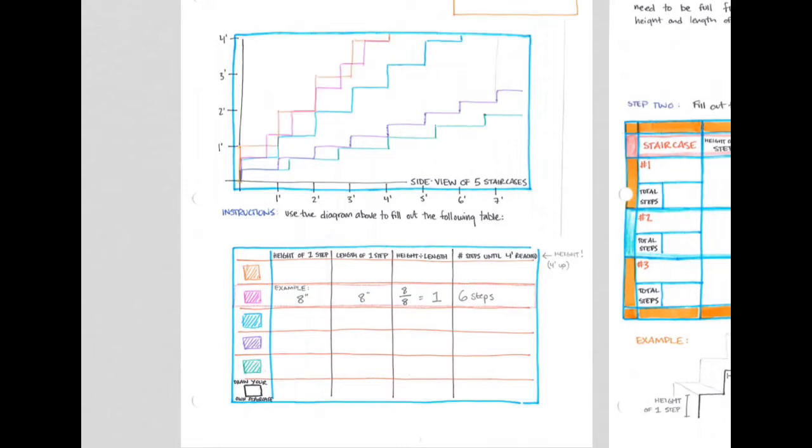So it comes up a foot and then it comes over a foot. And different stairs have different dimensions, right? So 12 inches up, 12 inches across.